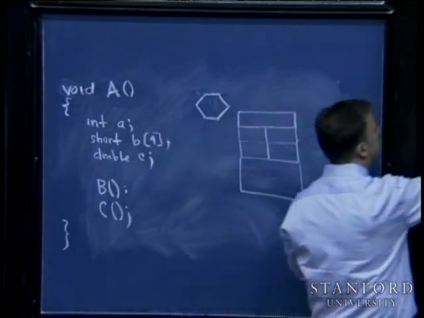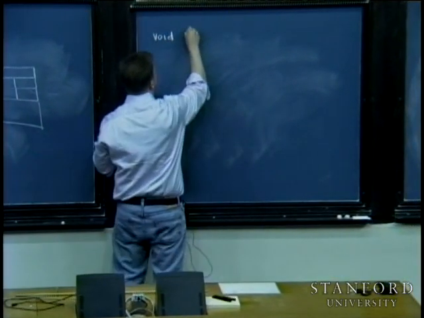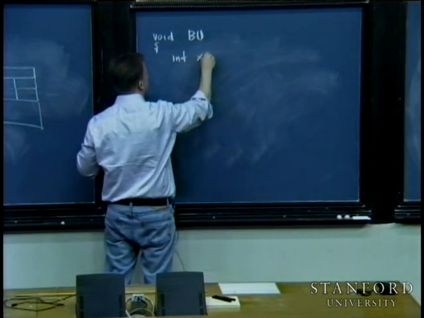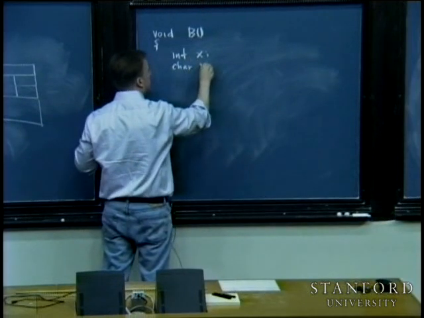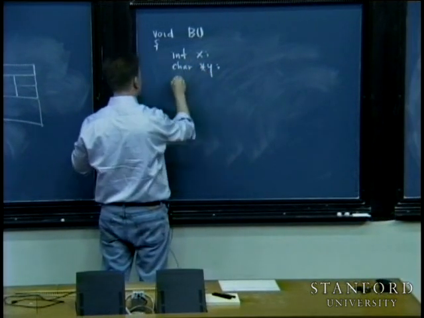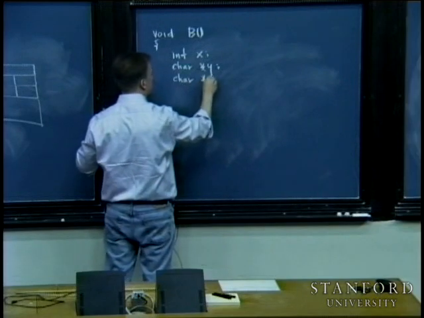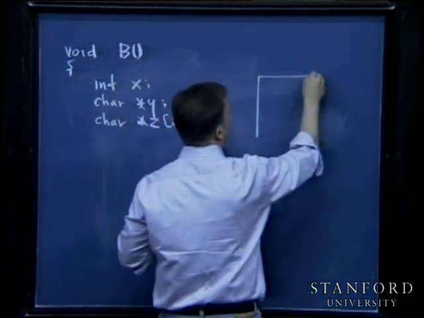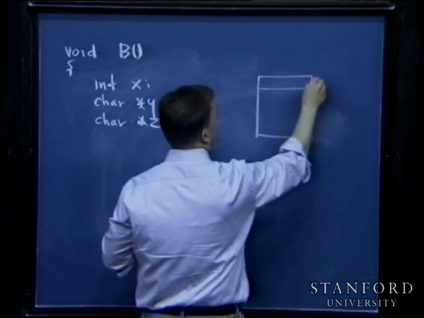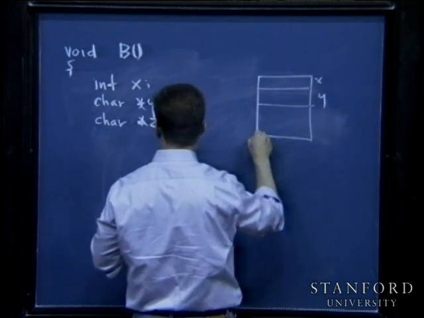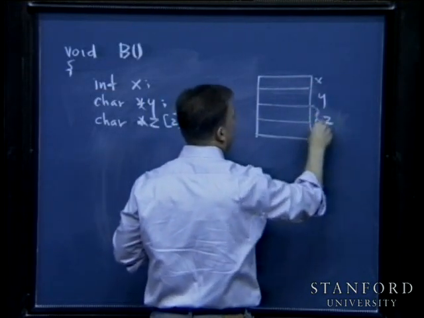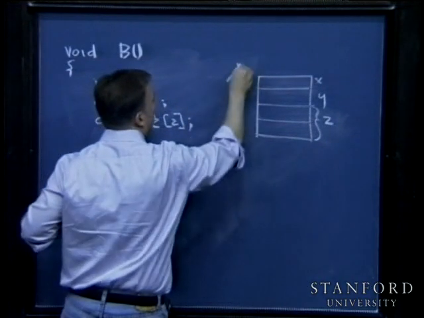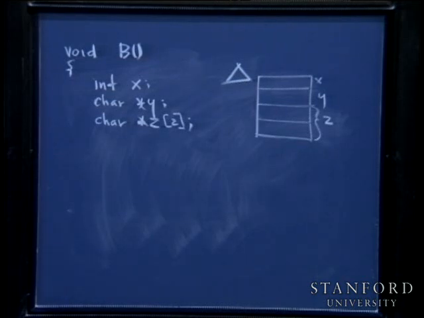Let me implement b. I'll keep these simple. Void b declares an int called x, a char star called y, and a char star array called z of length 2. The stack frame would look like this. x would be above y's 4-byte pointer, and then this is an array of size 2, so there's a total of 16 bytes there. I'll abbreviate it with a triangle.